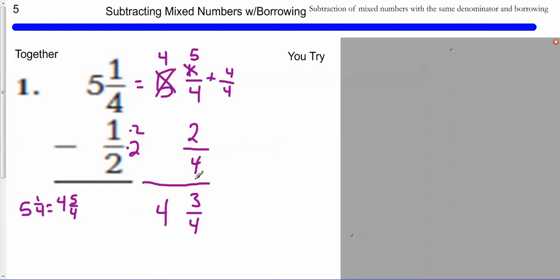Now, let me tell you a secret. If I look at the 4 and the 1 and the 5, looking at the 4 and the 1, how do I get 5? If you said add them together, you're right. 4 plus 1 is 5.